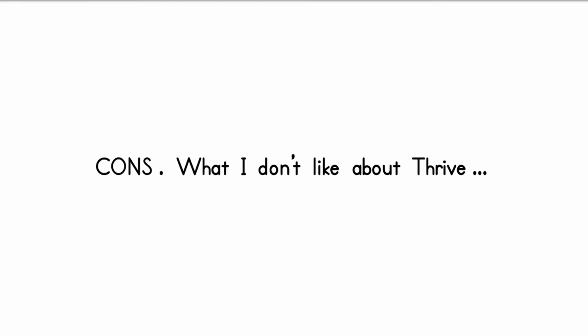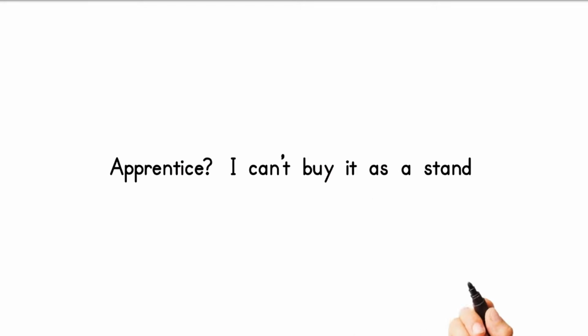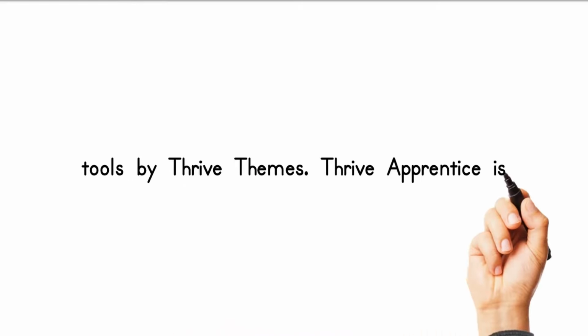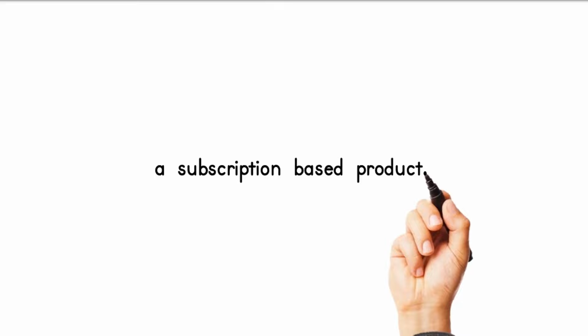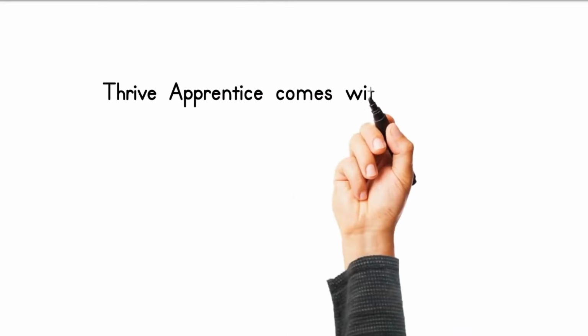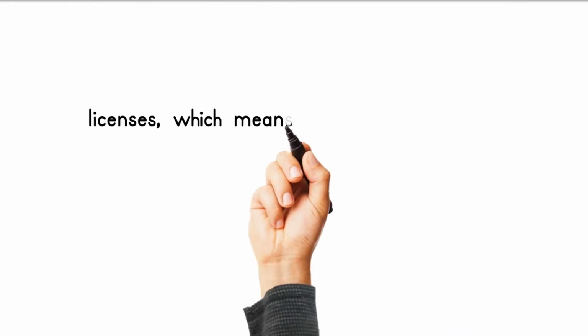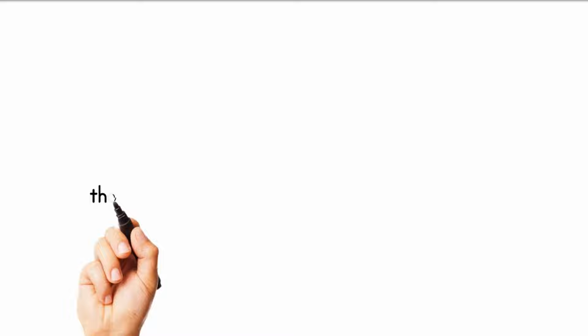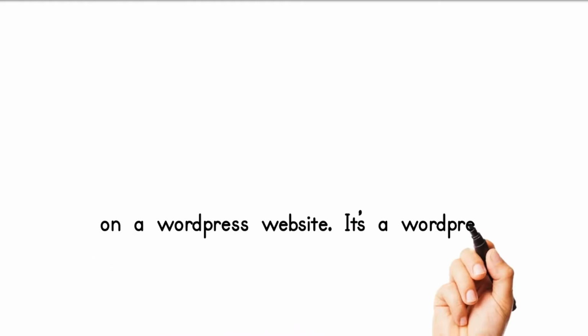Cons: what I don't like about Thrive Apprentice? I can't buy it as a stand-alone plugin. It's part of a suite of tools by Thrive Themes. Thrive Apprentice is a subscription-based product. Thrive Apprentice comes with only 25 licenses, which means you can only use it on 25 websites. You can create as many courses on each of your websites, though Thrive Apprentice can only be used on a WordPress website. It's a WordPress plugin.